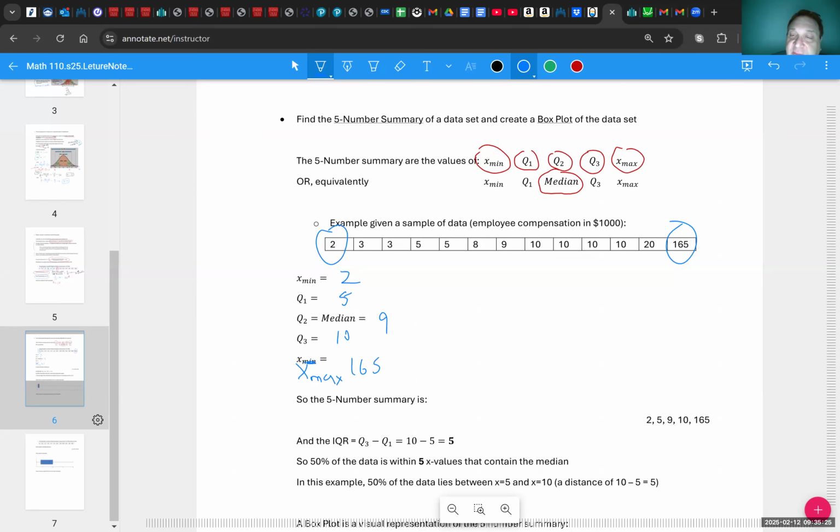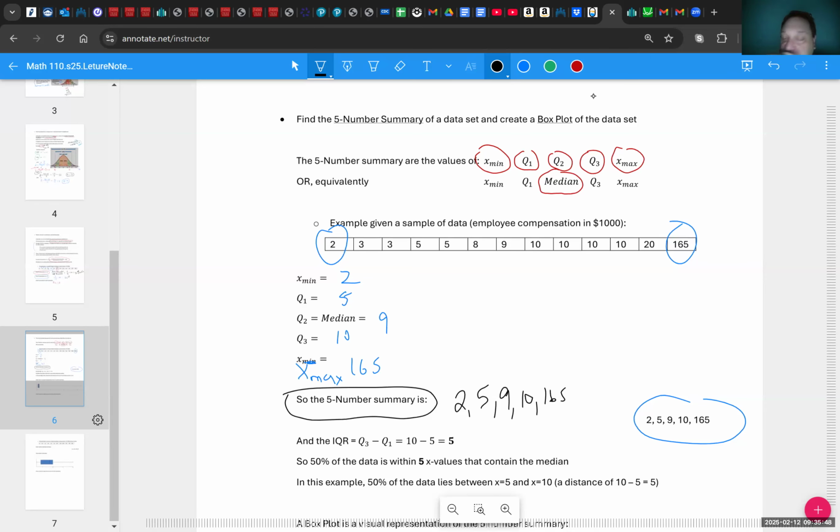And if you didn't notice, I actually put the answers down here just to keep me on track, so I don't make too many mistakes in the lectures. So that's the five. Literally, that's the 5-number summary. You would write out those 5 numbers with commas. If someone asks you what the 5-number summary is, you say, okay, it's 2, 5, 9, 10, 165. You literally just list out the 5 numbers and say, there's your 5-number summary.